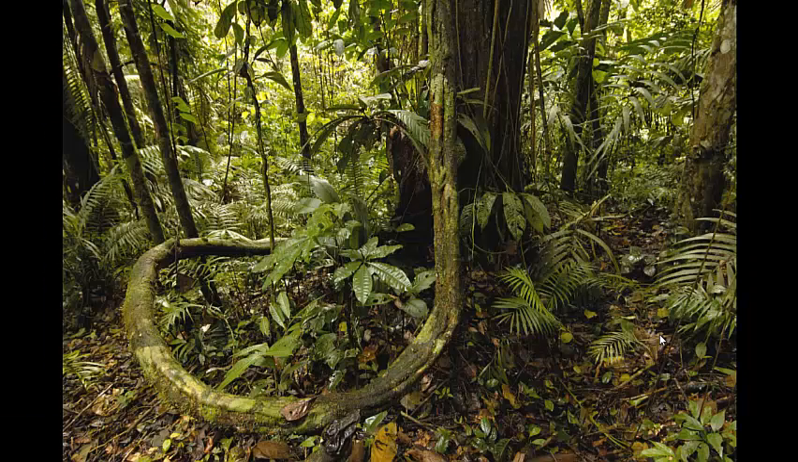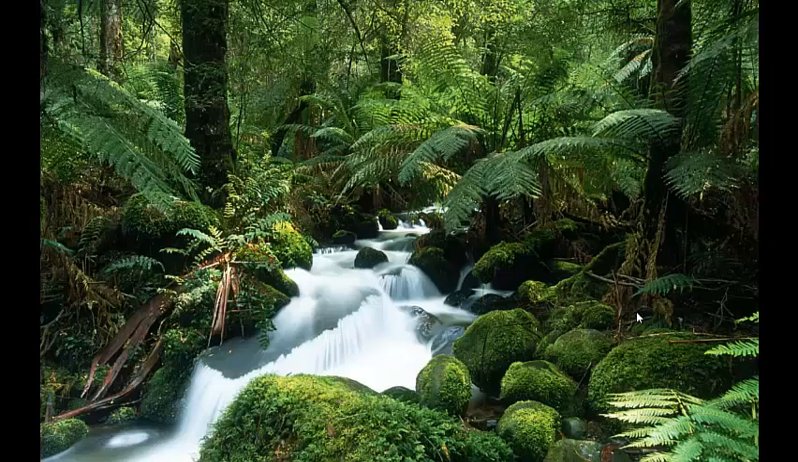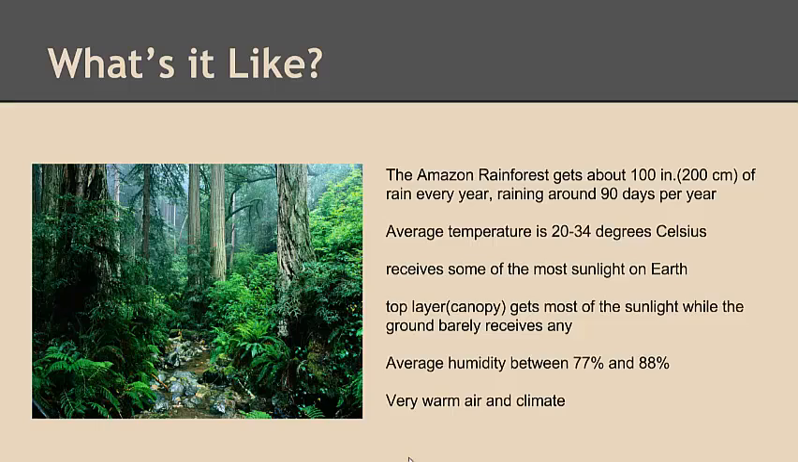Next, we will be introducing the climate of the Amazon rainforest. Now that you know some facts about the Amazon, what's it like to live there? So first of all, the Amazon rainforest gets about 100 inches or 200 centimeters of rain every year. It rains about 90 days per year.